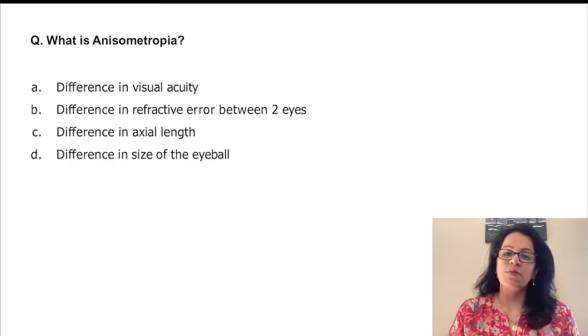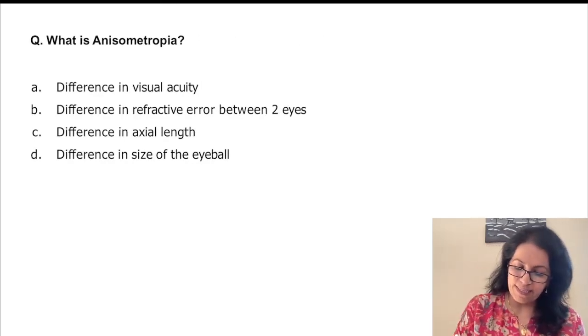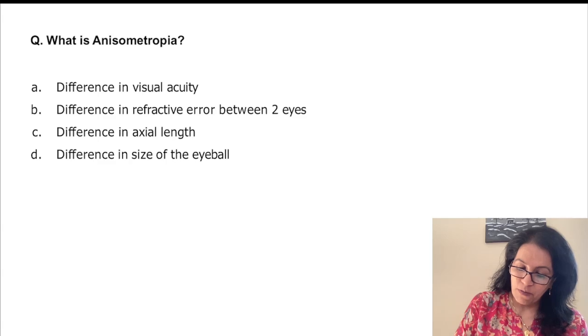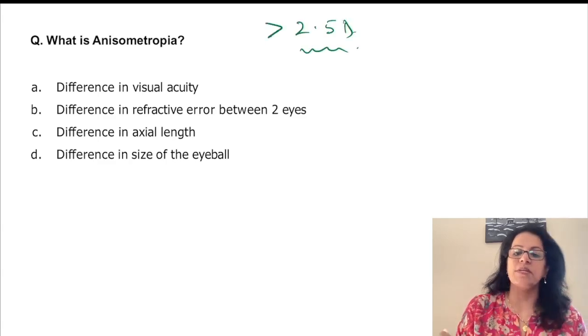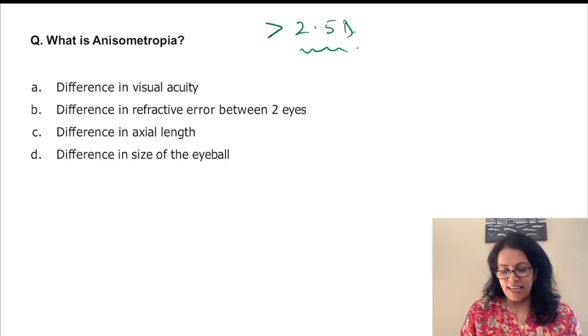First is, what is anisometropia? This was simple. We all know this. What is anisometropia? A difference between the refractive power of the two eyes of more than 2.5 diopters, right? So this is just a quick section. It's mainly a recall. So we all know that.